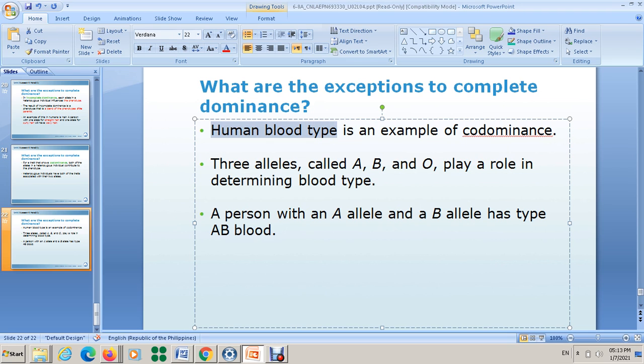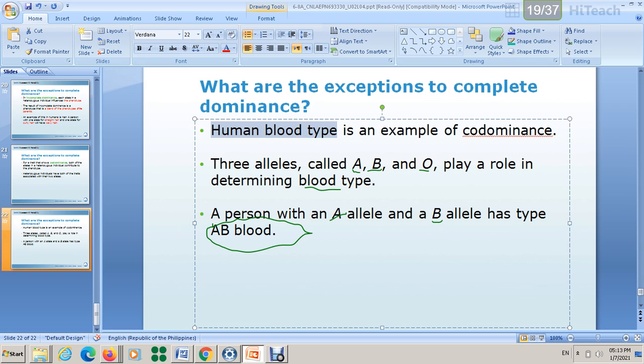From your mom, for example, human blood type. For blood type, there are three alleles: A, B, and O. They play a role in determining a blood type. A person with an A allele and a B allele will have what? AB blood. Okay? So this is an example of codominance.